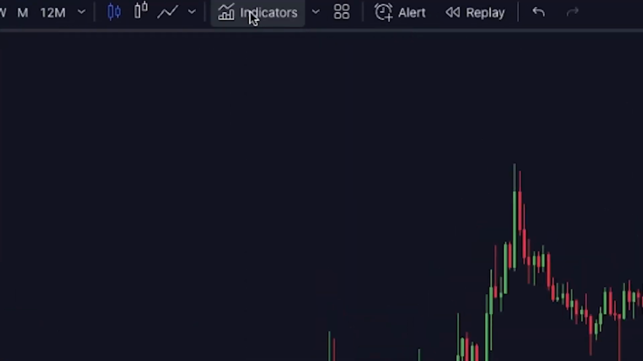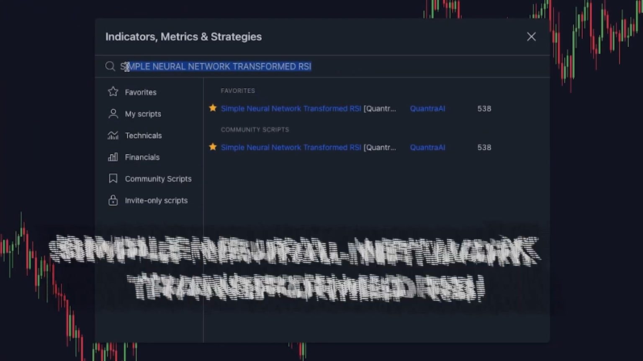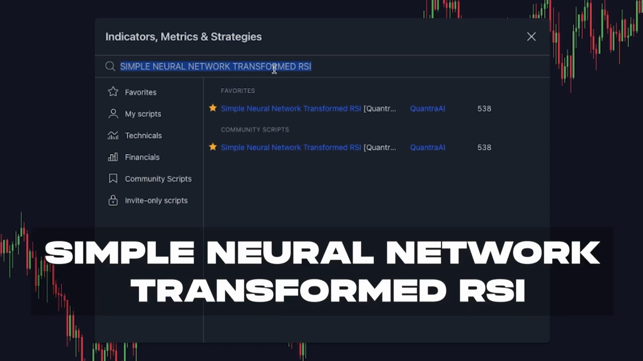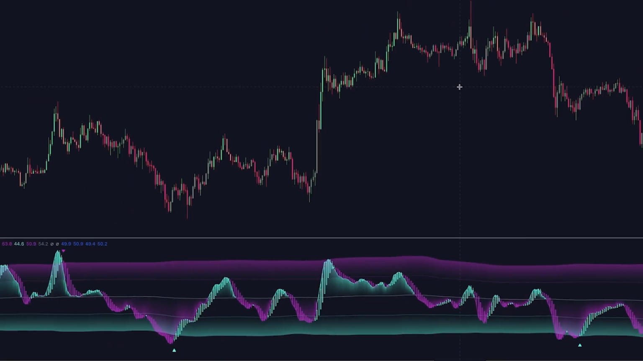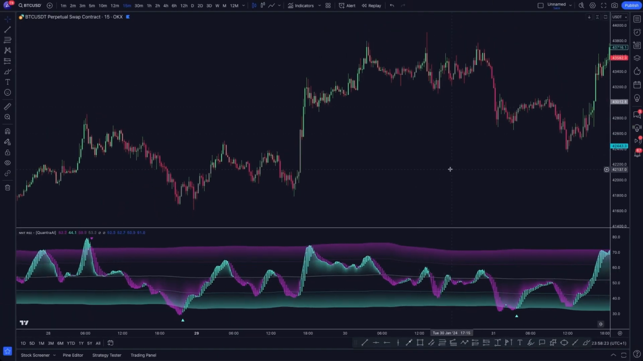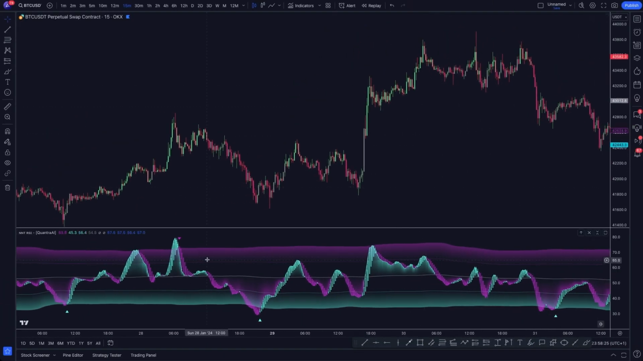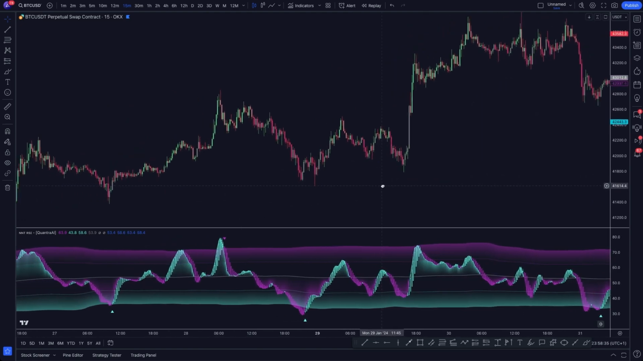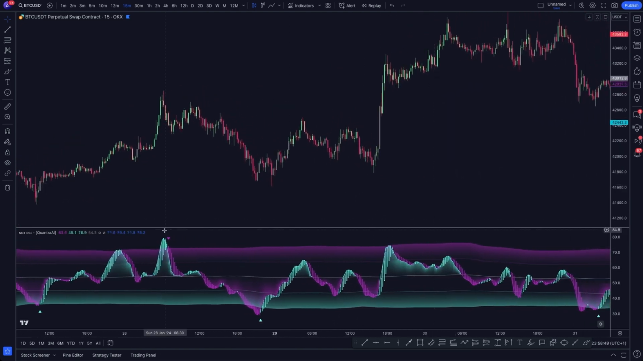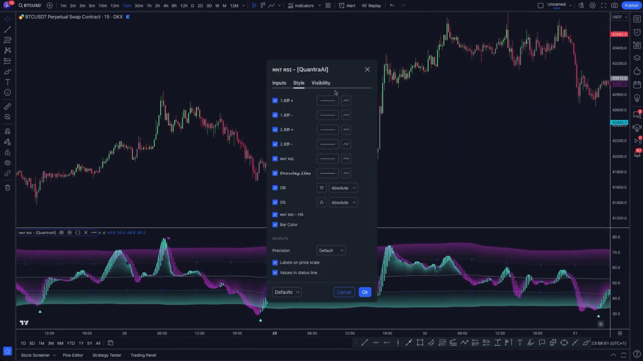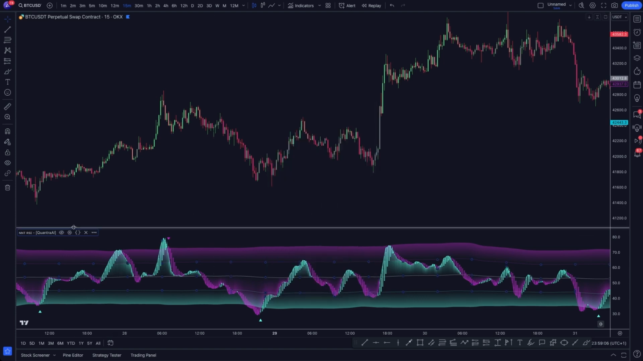Let's dive straight into the indicators. Search for the simple neural network transformed RSI. Despite the long name, it's basically an RSI modified with artificial intelligence to adapt to different market movements. It's a very complete indicator, but we won't get too technical. Instead, we'll show you how to use it and how to combine it with another indicator for a profitable strategy.